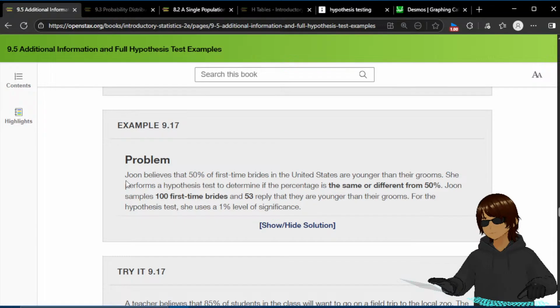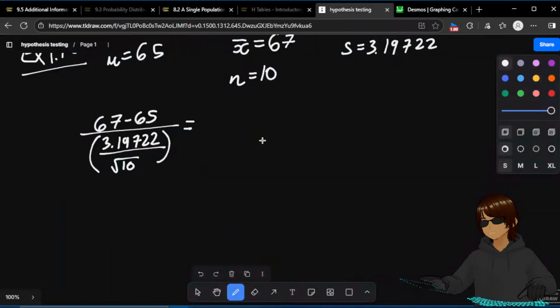June, how do you pronounce this? June believes that 50% of the first time brides in the US are younger than their grooms. She performs a hypothesis test to determine if the percentage is the same or different from 50%. June samples 100 first time brides and 53 replied that they are younger than their grooms. For the hypothesis test, she uses a 1% level of significance. Example 9.17.